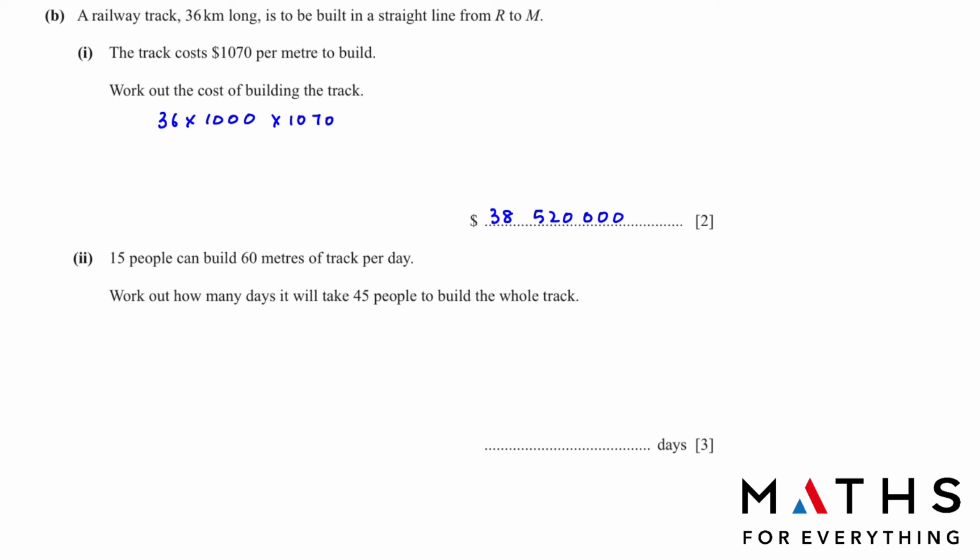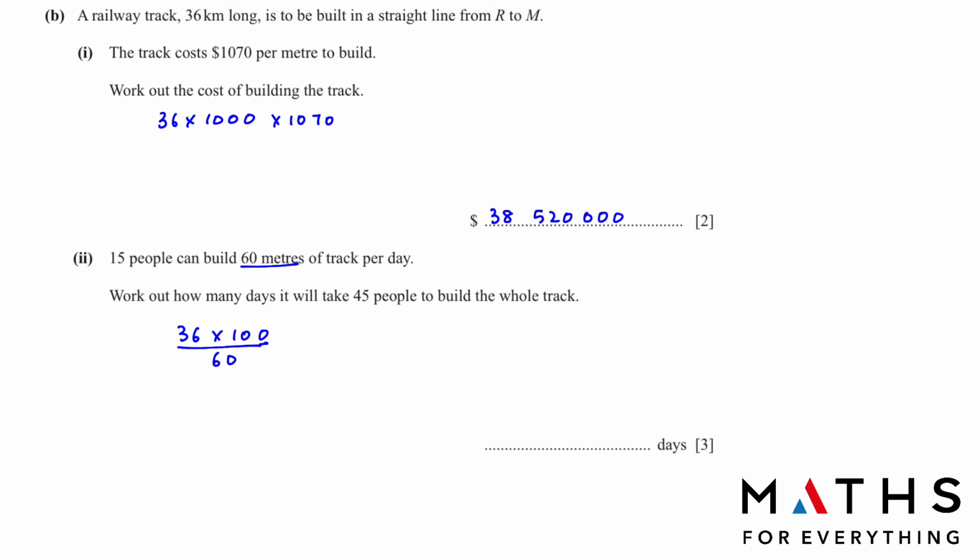Next question, we have 15 people can build 60 meters of track per day. Work out how many days it will take 45 people to build the whole track. Again, this is given to us in meters. We have 36 kilometers. We are going to change it into meters by multiplying by 1000. And you have been given that 60 meters of track, 15 people can build it in a day.